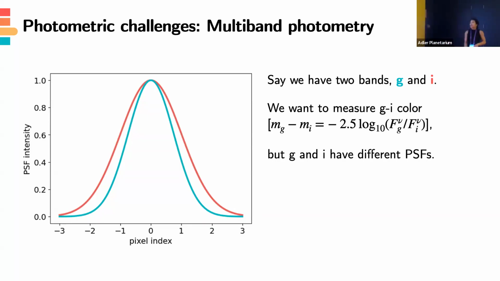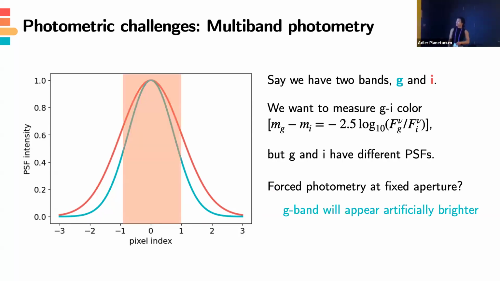And we'd like to measure G minus I color. So G minus I is just going to be the magnitude of the G band minus the magnitude of the I band, which is negative 2.5 times the log of the ratio of their fluxes. But because they have different PSFs, doing forced photometry at fixed aperture is going to make the G band appear artificially brighter.